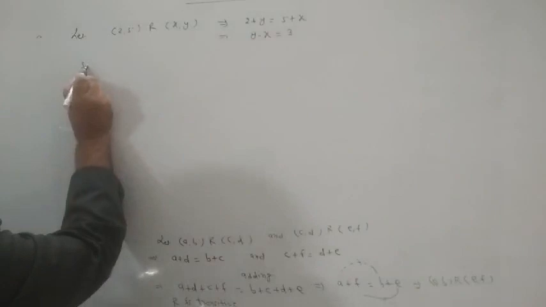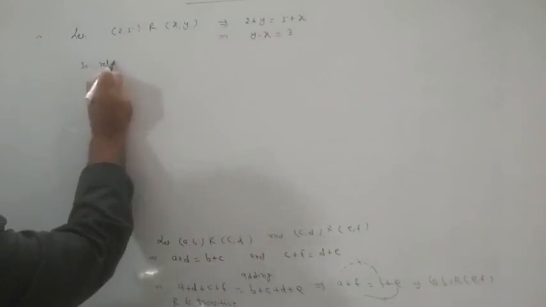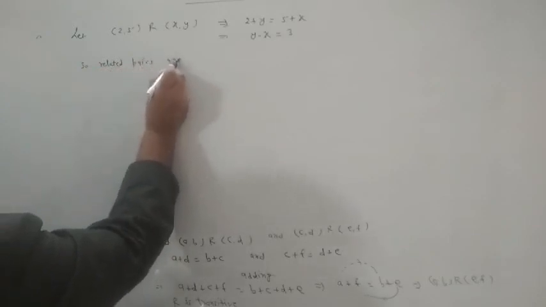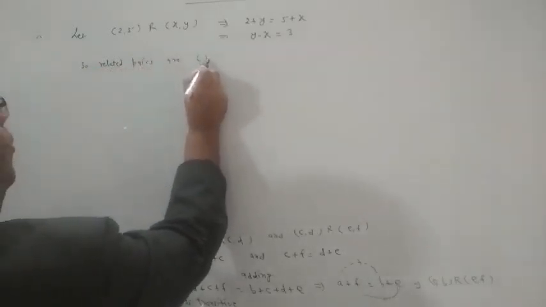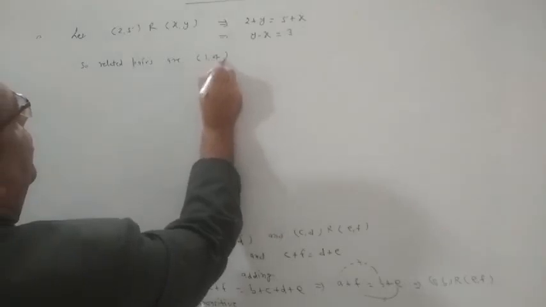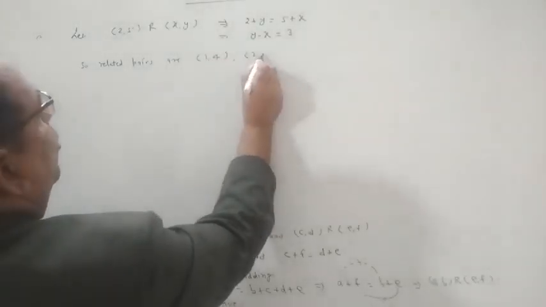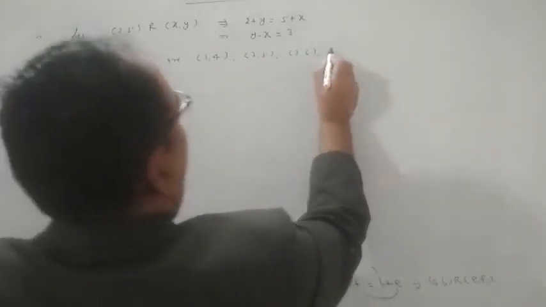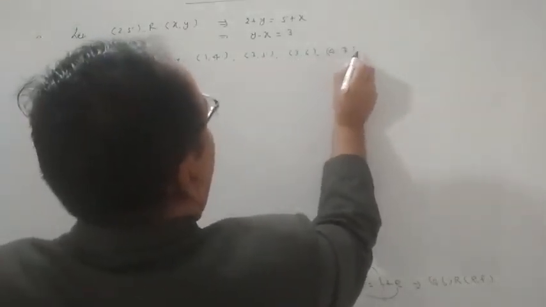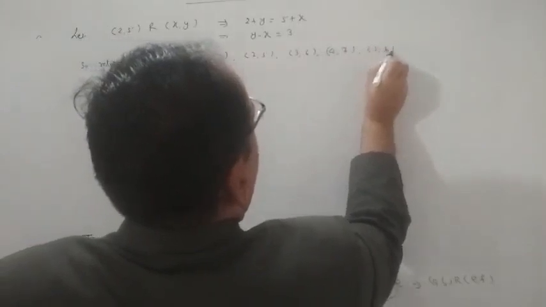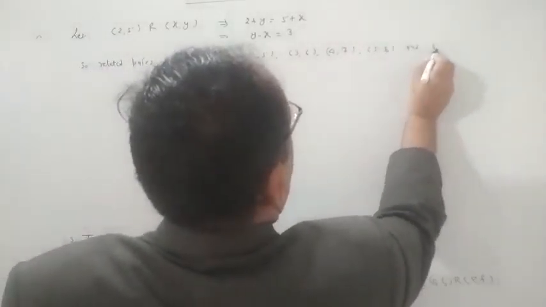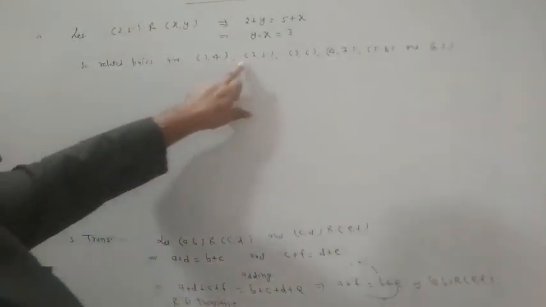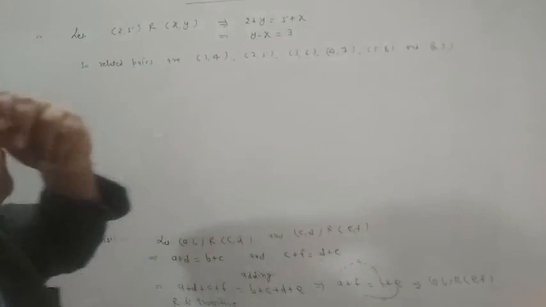So the related pairs are (1, 4), (2, 5), (3, 6), (4, 7), (5, 8) and (6, 9), because each of the pairs satisfies this property.